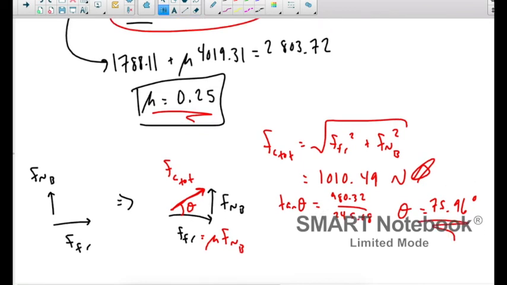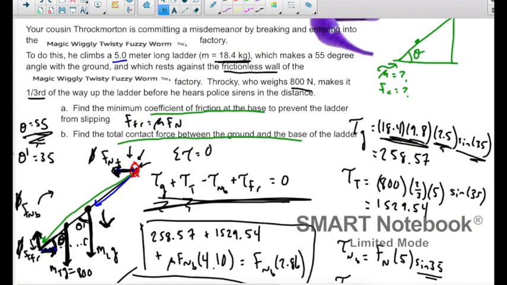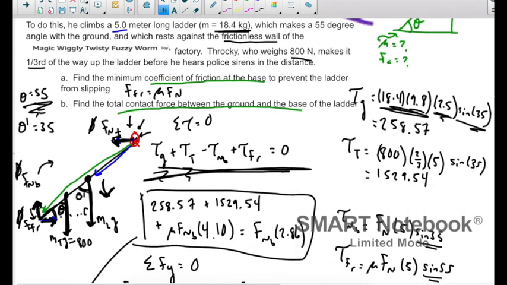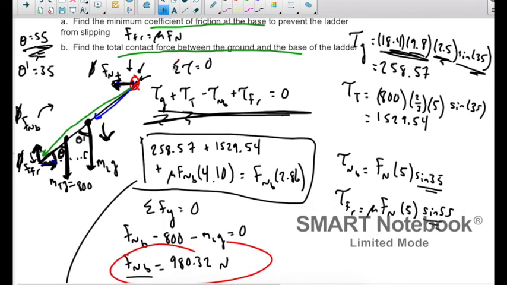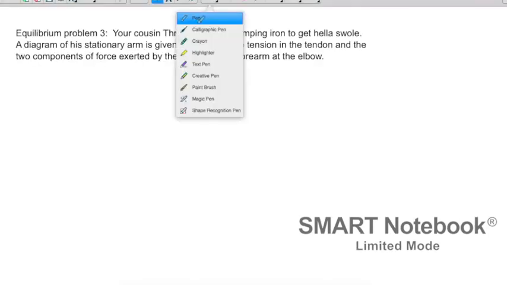Okay, so I hope you guys are getting the hang of what we're doing. Whenever we have problems like this, we have got to do two analyses, typically a torque analysis, setting our axis of rotation somewhere convenient, and then whatever kind of Newton's second law translational equilibrium analysis we need to do to get another equation to help us solve. Okay? All right, let's do another example.